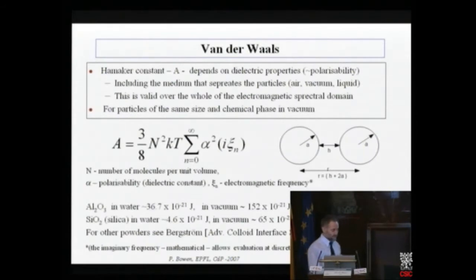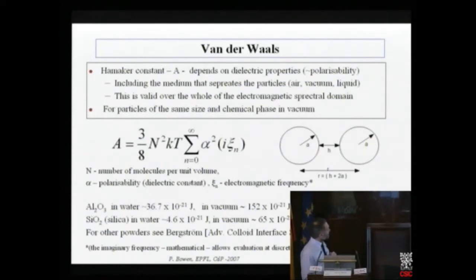So the Hamaker constant, we can calculate from the number of molecules per unit volume and its polarizability. These are the imaginary electromagnetic frequencies. This is just mathematical. It allows the evaluation of discrete, equally spaced imaginary frequencies. It makes it easier to actually calculate the Hamaker constant.